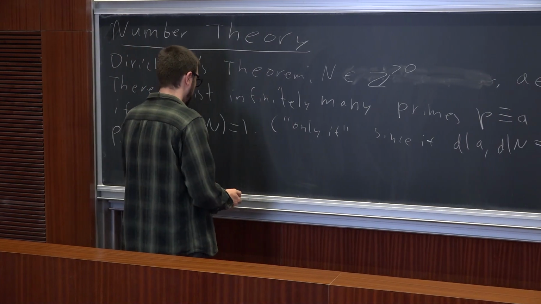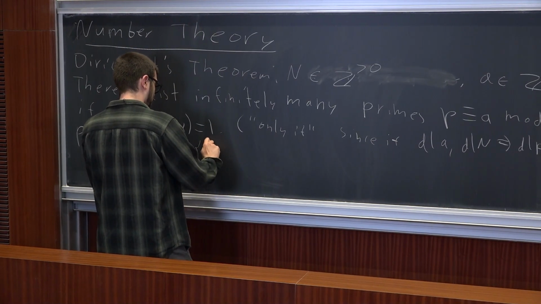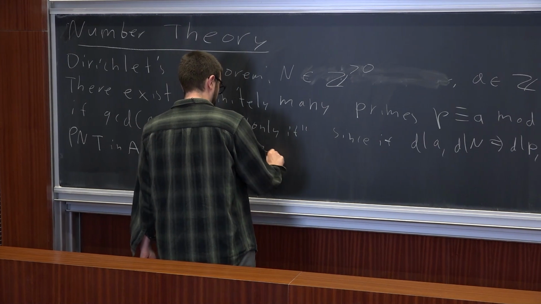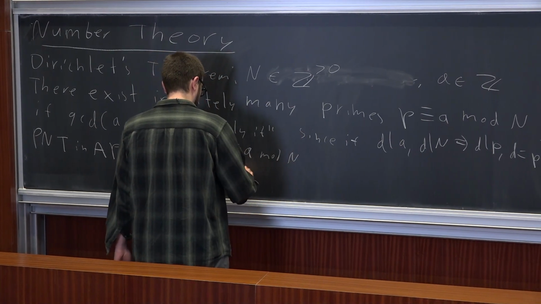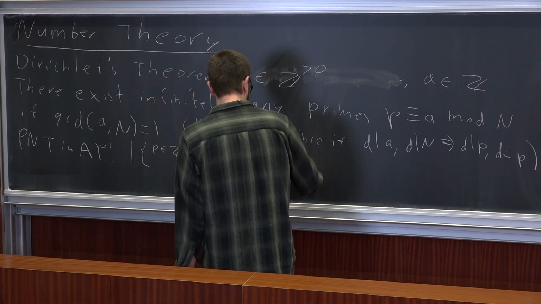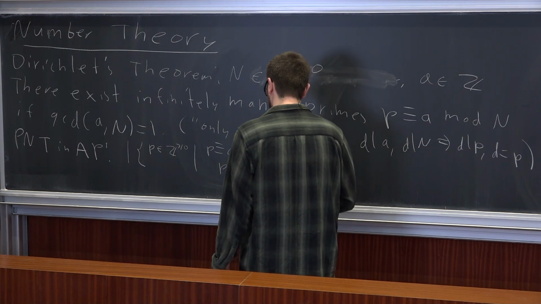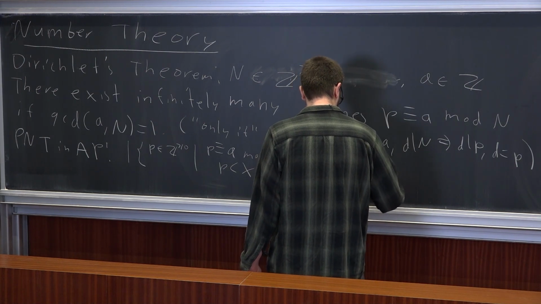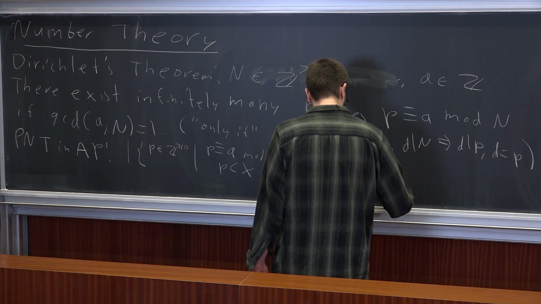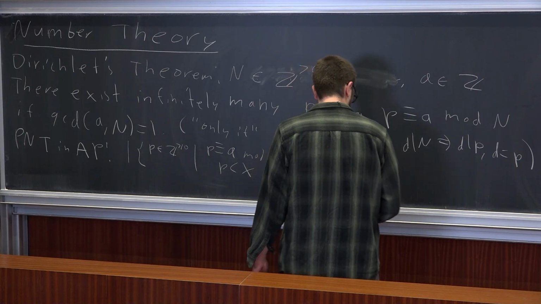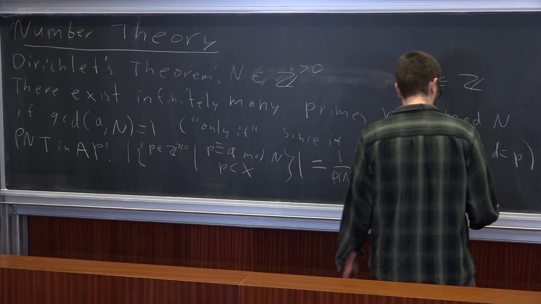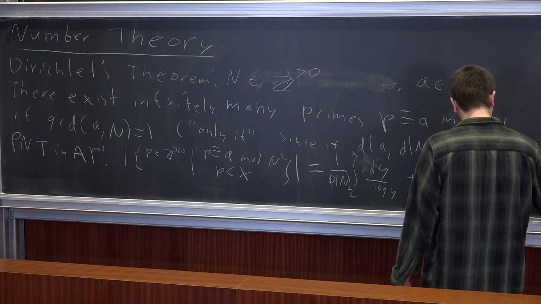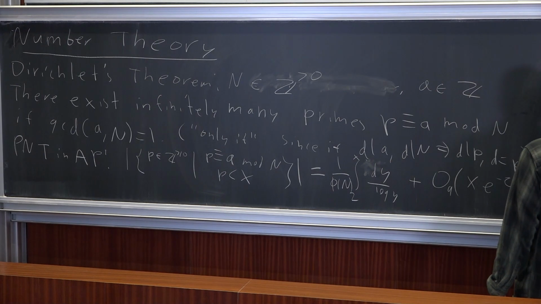which states that the number of primes p in the positive integers such that p is congruent to a modulo n and p is less than x is equal to one over phi of n times the integral of dy over log y, plus O sub n of x e to the minus c root log x, for some c.